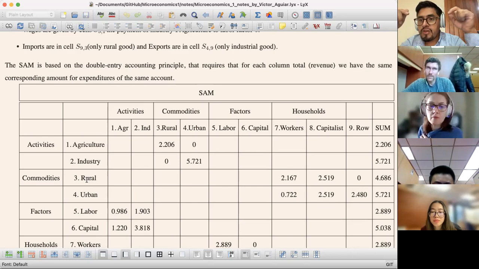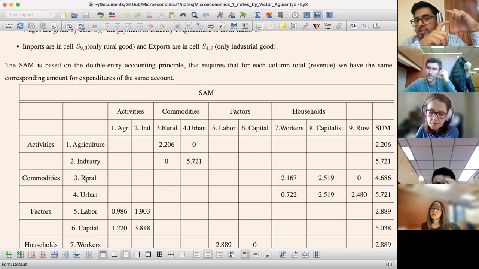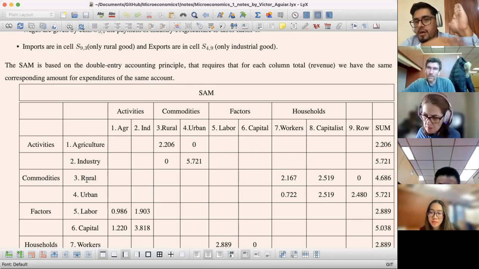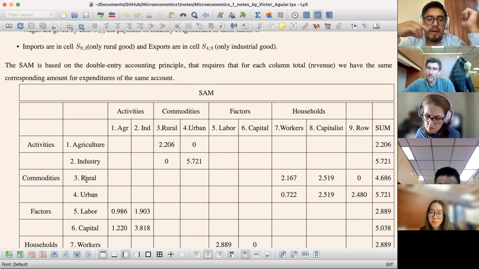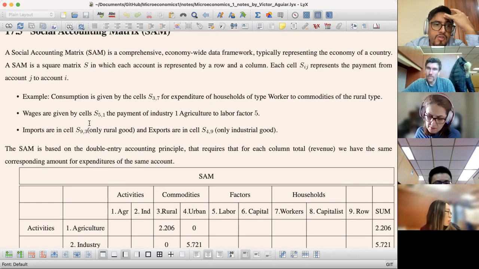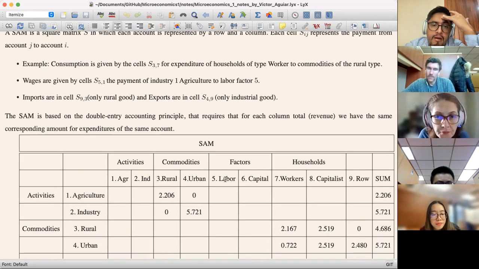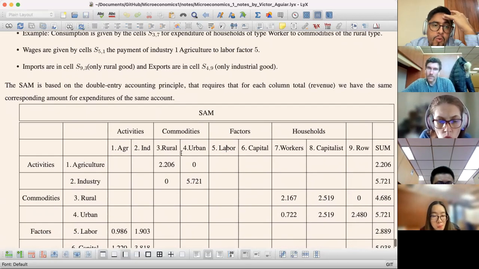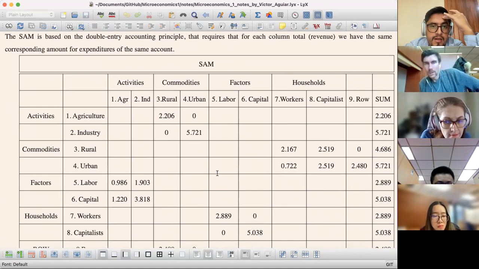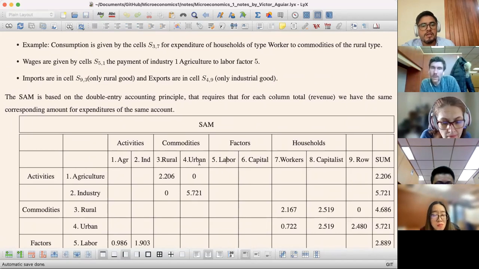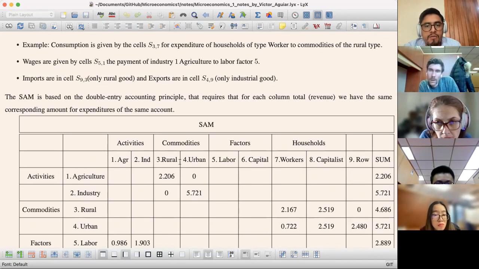If you, for instance, want to tax certain foods because they have too many calories, then you have to open the SAM even more, right? So essentially, the policy question will define the definition of the SAM. Now, another example. So wages are given by cell S51. So let's go to column 5 and then look at row 1, right? So essentially here, you can see that there is a payment from factor.